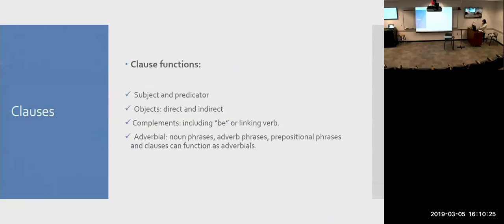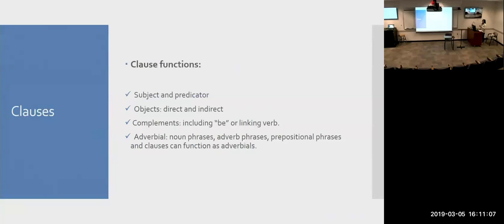Now we will discuss our final terms here, class functions. Class functions have different types. One type that we are very familiar with is subject and predicator. We have a subject, we have a verb, we have an object, right? That belongs to subject and predicator. A lot of sentences, like a declarative sentence or an interrogative sentence, belong to this type.